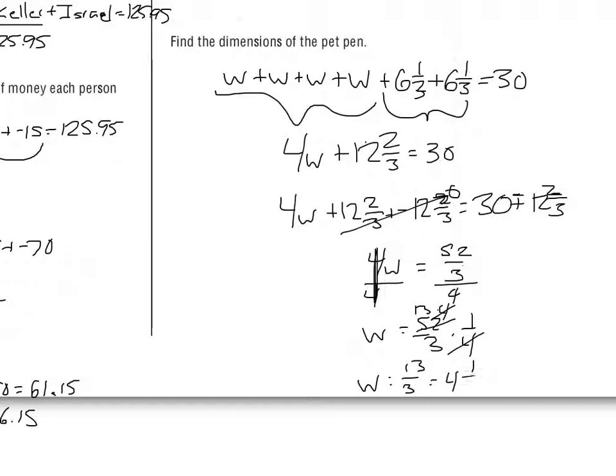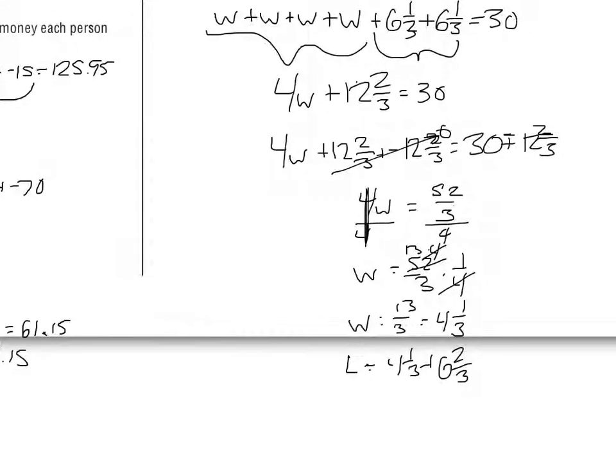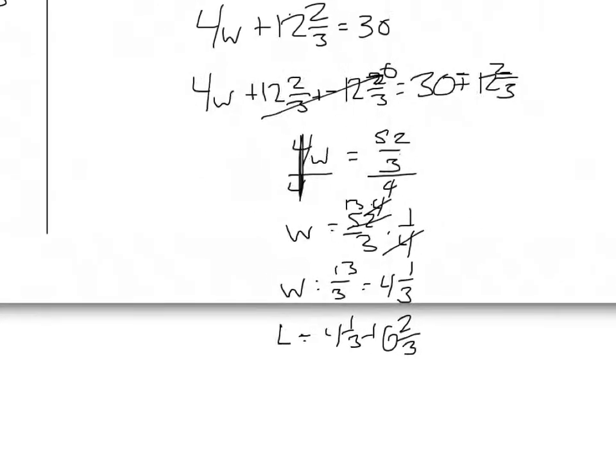4 1/3 feet for the width, which means the length, which is 6 1/3 feet longer. The length is going to be equal to 4 1/3 plus 6 2/3. And wait, is it 6 2/3 or is it 6 1/3? 6 1/3. And that's going to give me 10 2/3 feet for our length.